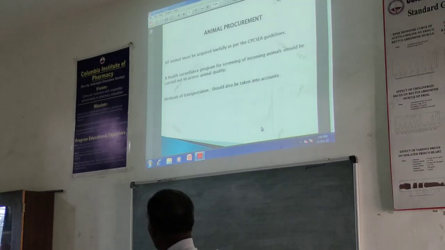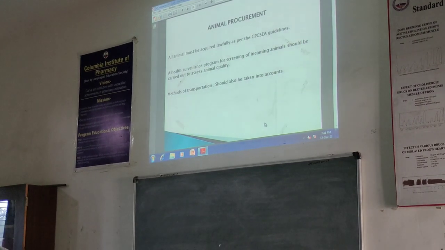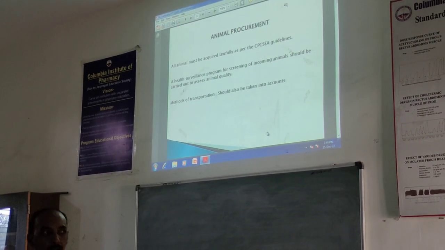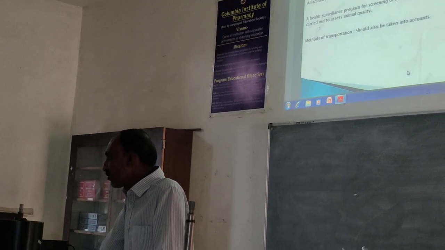Procurement. This is the most important part in research. Procurement means animals should be procured lawfully as per the CPCSEA guideline.